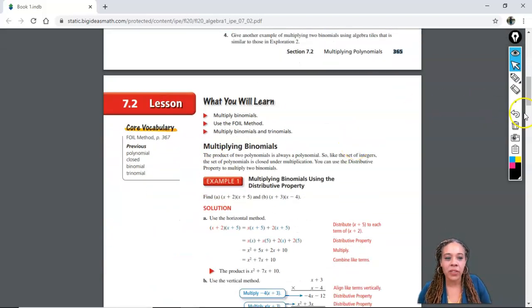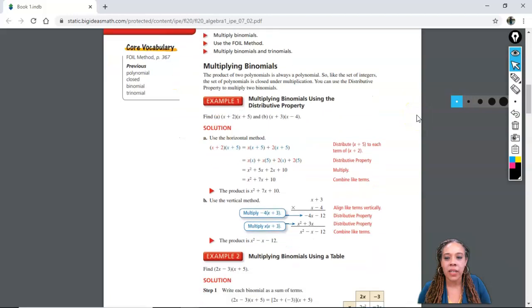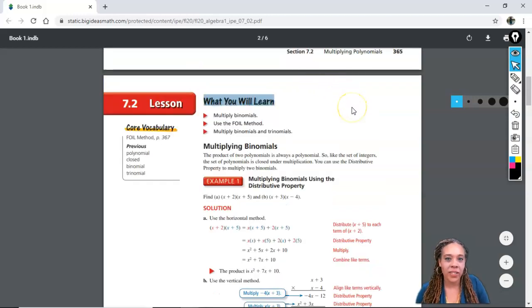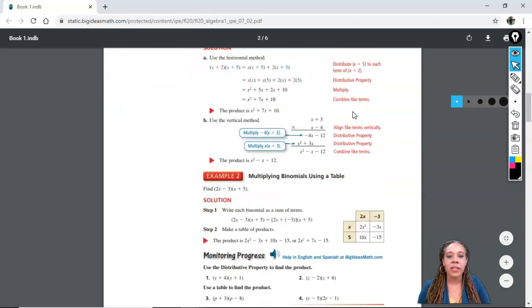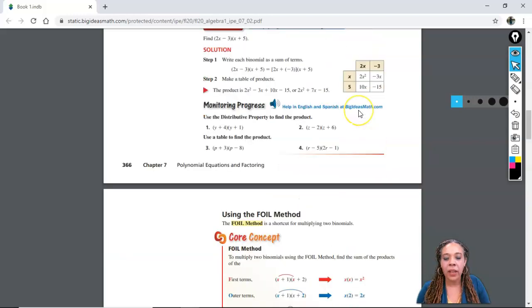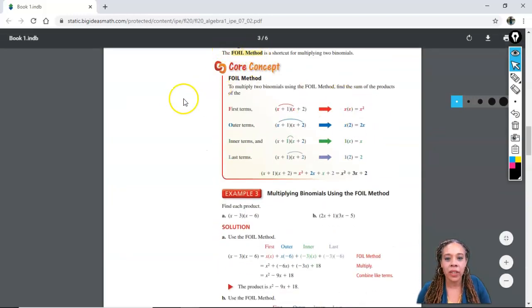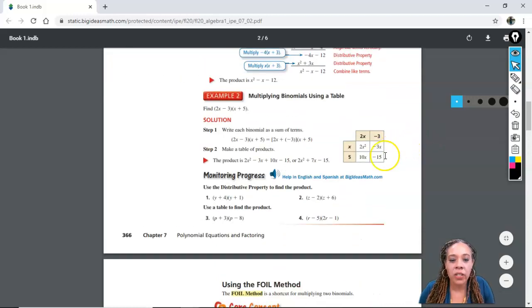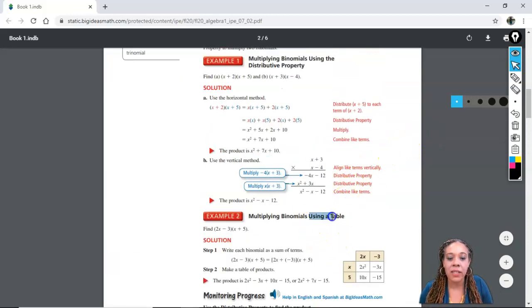Continue on to page 366, where it says lesson 7.2, what you will learn, okay? So I have two objectives today. The first one is that we're going to do this example down here, multiplying binomials using a table. And then the second thing we're going to learn is using the FOIL method. So example 3, multiplying binomials using the FOIL method. The first part of this video will be using a table.